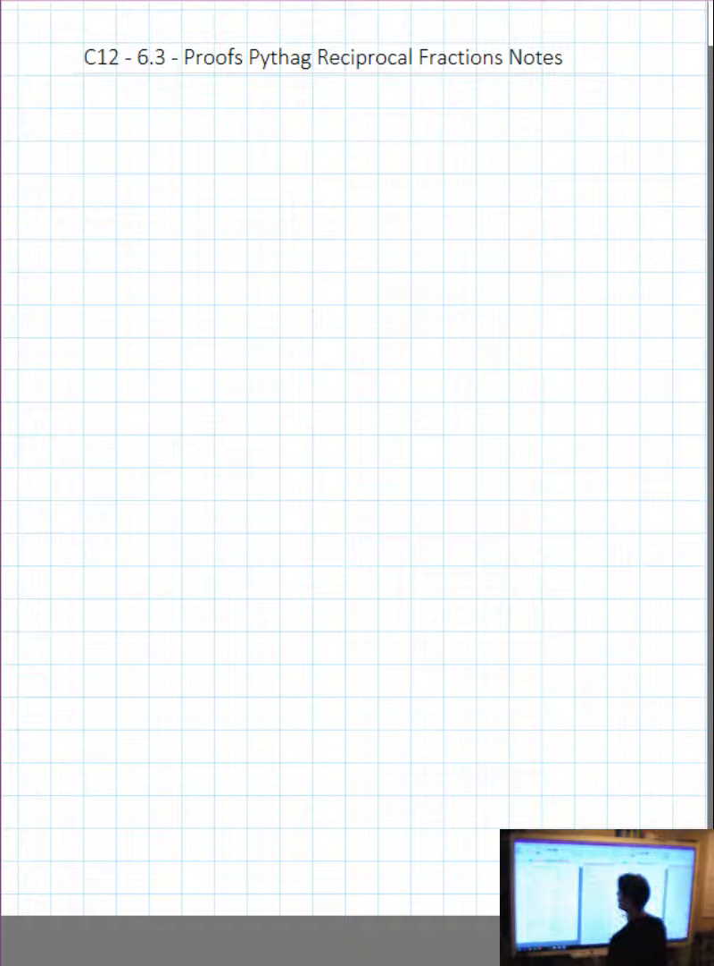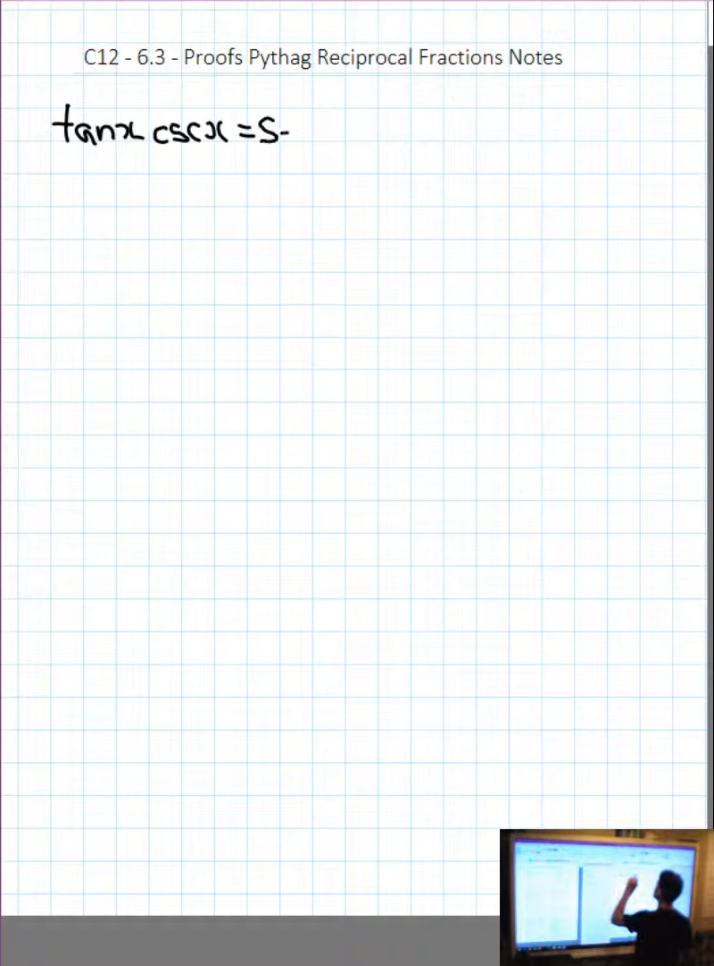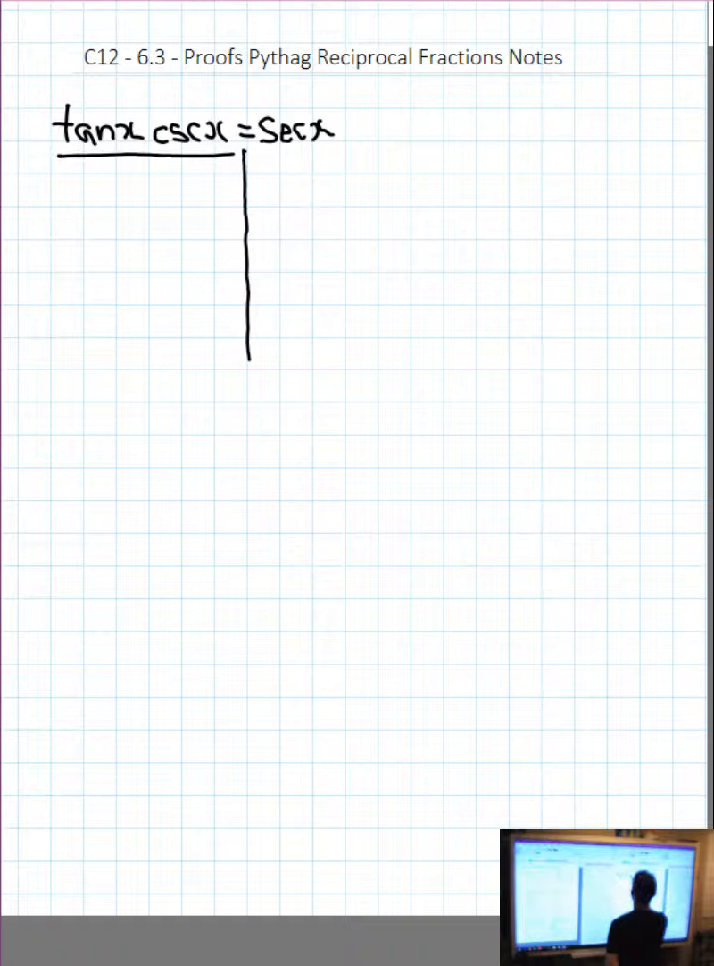So let's start off with the first question, 6.3, proofs, Pythag, reciprocal fractions, notes. So the first question says tan x cosecant x is equal to secant x. And I'm going to draw a little capital T underneath the equal sign, and you can work on whichever side you want. Whichever teacher tells you you cannot doesn't understand. And there's a way to work backwards, but I digress.